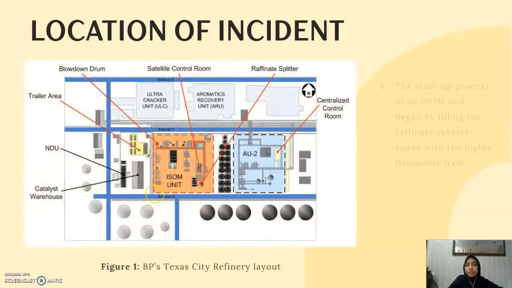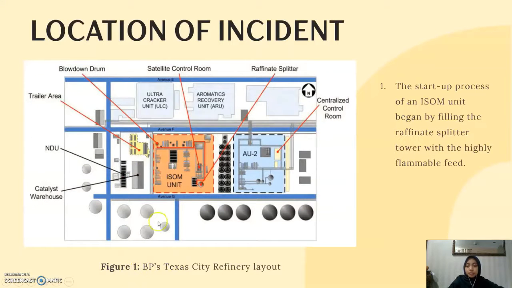So basically, this is the location of the incident. This is the layout of the BP Texas City refinery. Here is the ISOM unit where the incident happened. Take note that this one is the raffinate splitter, and here is the blowdown drum. Here is the trailer area sheltering the contractors.